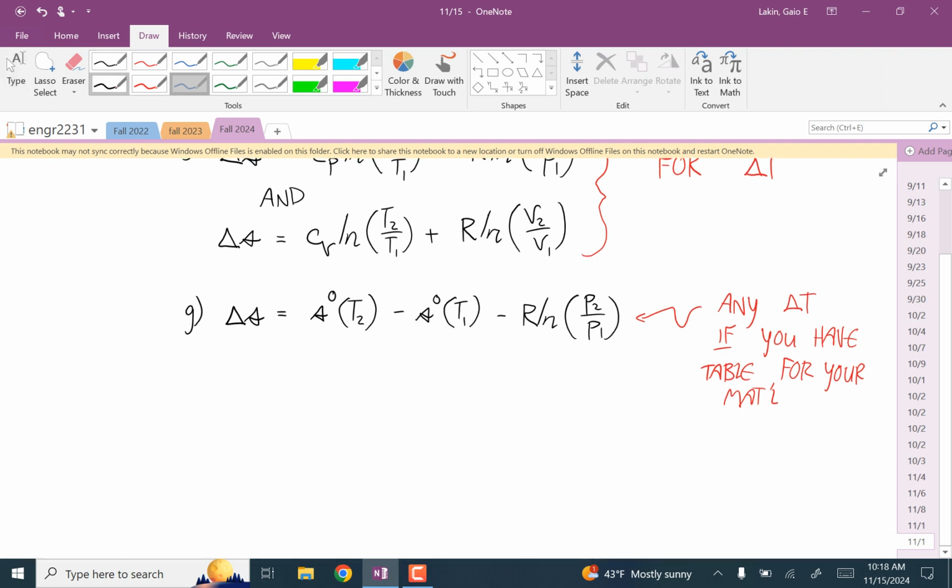Okay, so that's ideal gas. And I like ideal gas questions. So be ready for that, on tests and homework assignments.